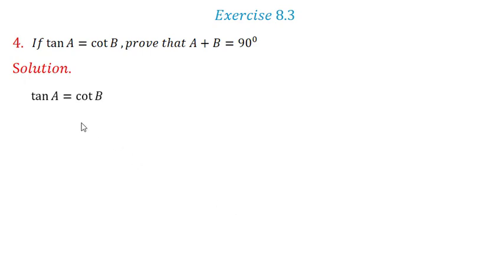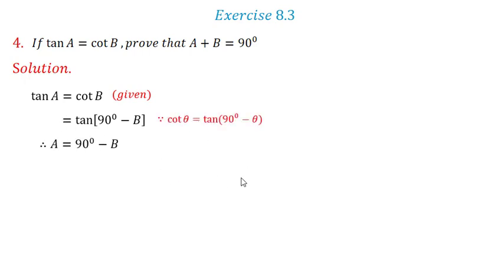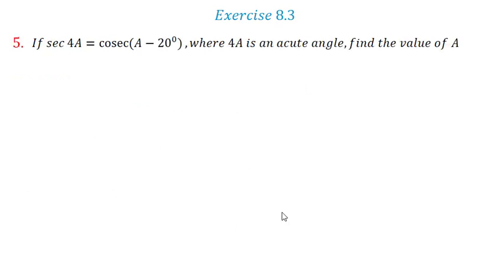So tan A is equal to cot B. Here I will convert this cot B into tan 90 minus B. Now angle A will be equal to 90 minus B. So if I move this minus B to the left hand side, I will get A plus B is equal to 90 degree. So we had to prove that A plus B is equal to 90 degree, and this is the proof.